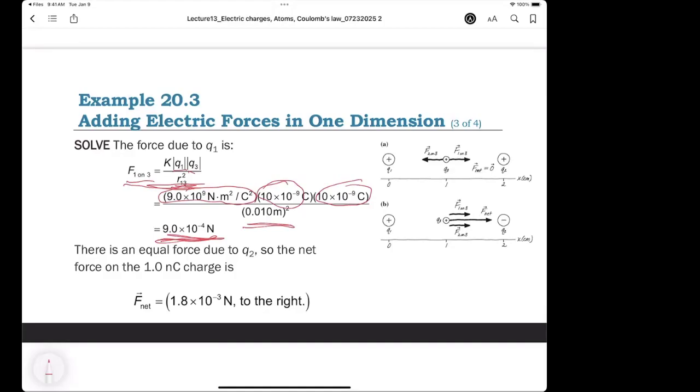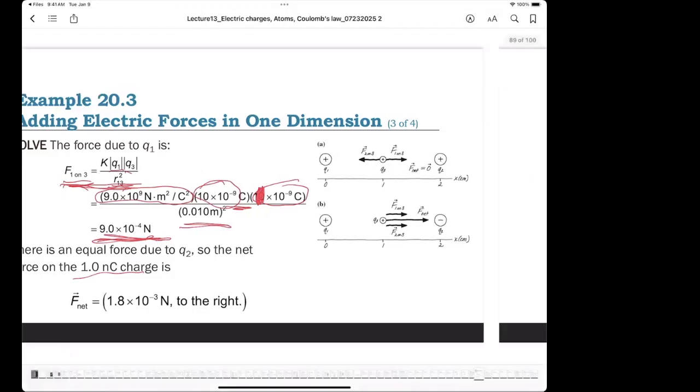So the net force on the 1 nC charge. Sorry, I think there is something wrong here. One is 10, the other is 1, so it should be 1. So I think you need to calculate it again. But the net force should be twice F1 on 3. You can calculate again to see if the result is right or not.